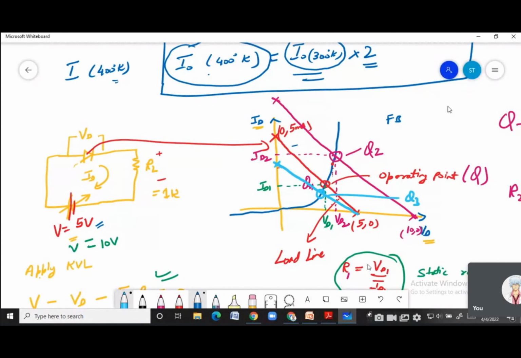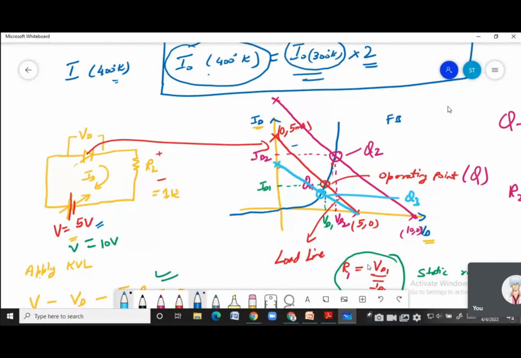Then you have also seen the effect of changing the voltage supply. Suppose the voltage was increased to 10 volts, then you saw that we got a parallel line, this purple colored line. Okay, we got this purple colored line which was in parallel with the red colored line. So the effect of changing the power supply is that you get a new line which is parallel to the original line, and that resulted in a new operating point which was called as Q2.